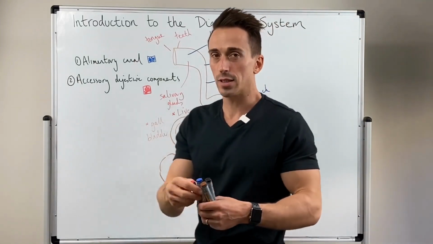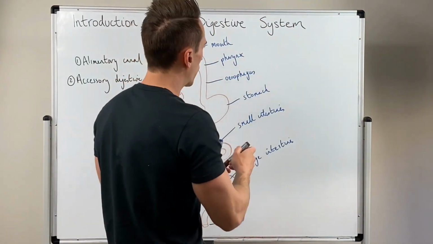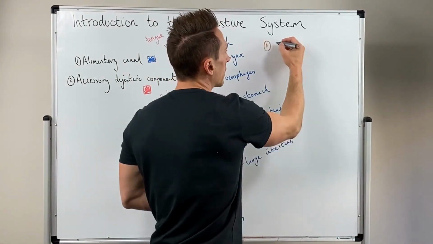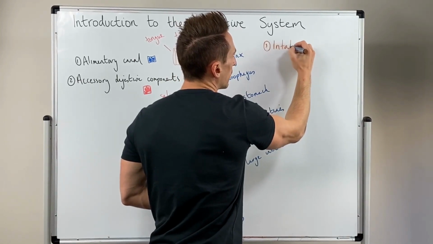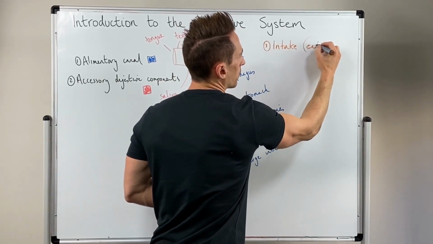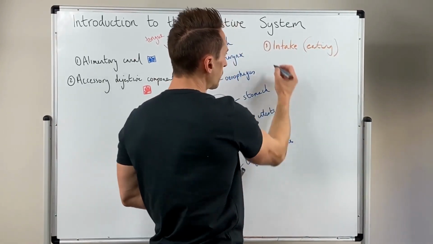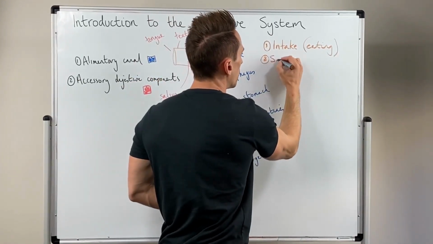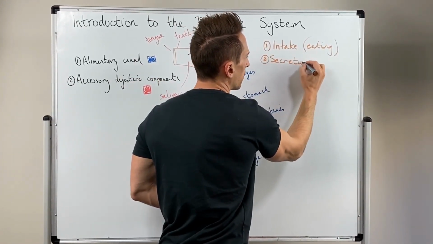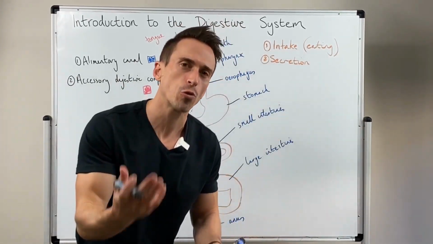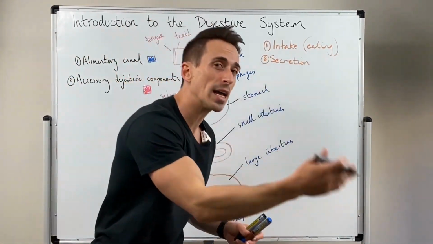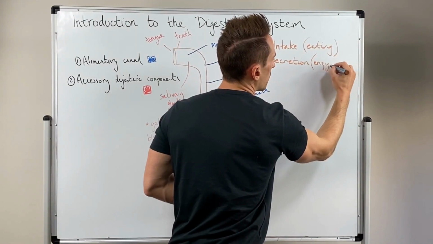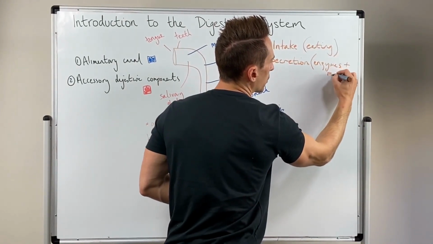So the function of the digestive system, let's begin with ingestion. Number one, ingestion, taking food in. So eating, let's say intake, which is eating. The second function we need to talk about is secretion. The digestive system actually secretes substances, and these substances are enzymes and mucus.